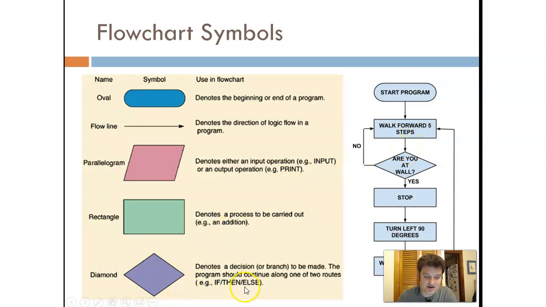The diamonds are going to be decisions. All right, these are going to be something like our if, then, else statements that we may be talking about later on. But basically, they're going to be asking a question. They're either going to reply yes or no. There's only 2 answers to it, yes or no. It either meets that requirement or it doesn't. So in this case, are you at the wall? We have no, it goes back. Yes, it goes forward. All right.